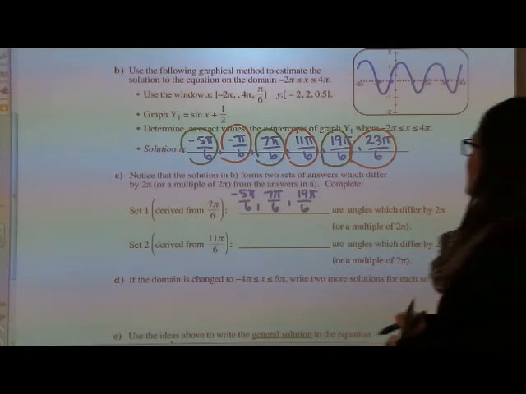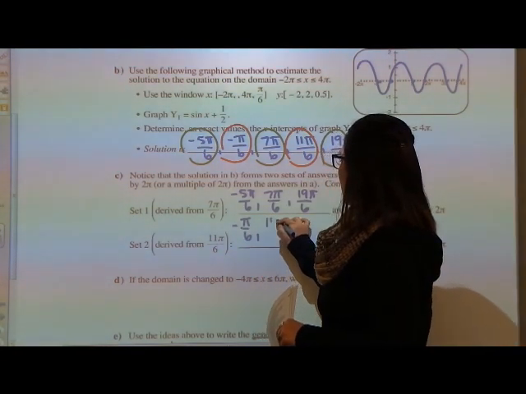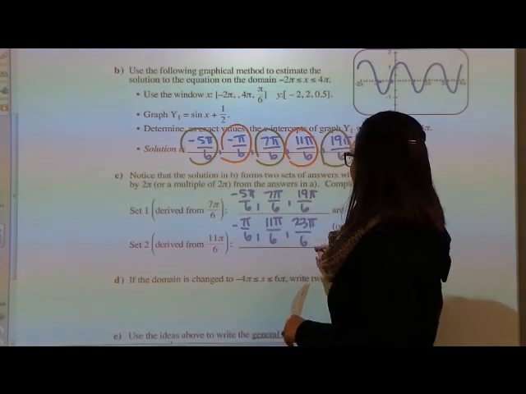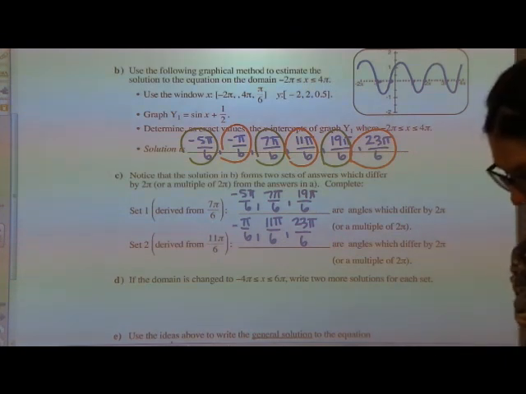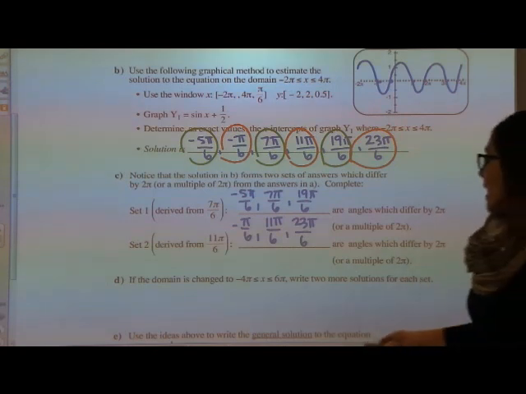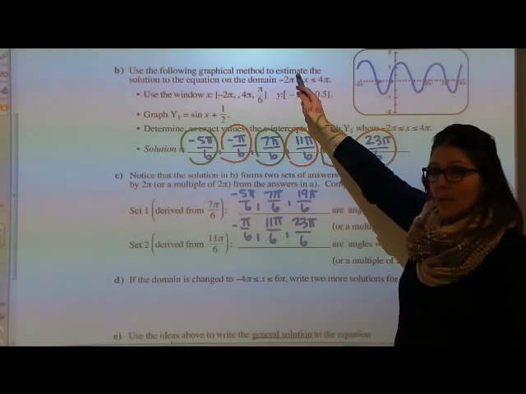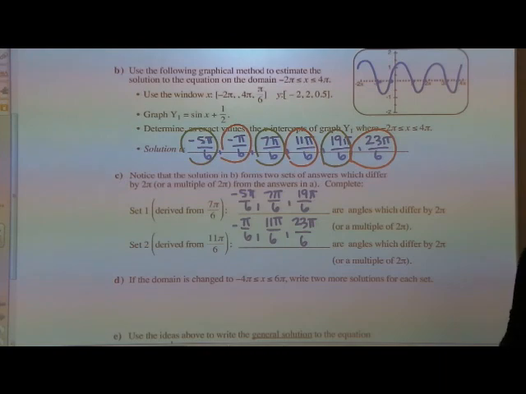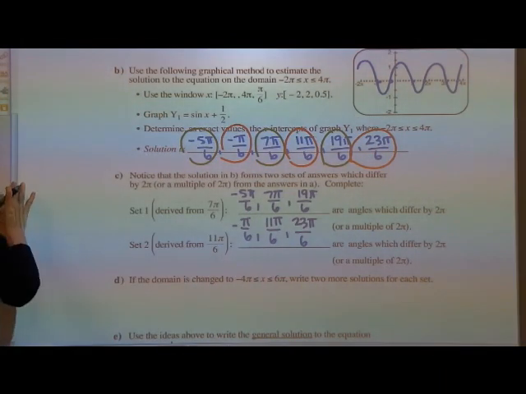And then the second set, negative pi over 6, 11 pi over 6, and 23 pi over 6 are the same. They differ by a multiple of 2 pi. So if I change the domain, instead of going from negative 2 pi, I now go from negative 4 pi, and instead of going to 4 pi, I go to 6 pi, could I come up with 2 more solutions for each set?